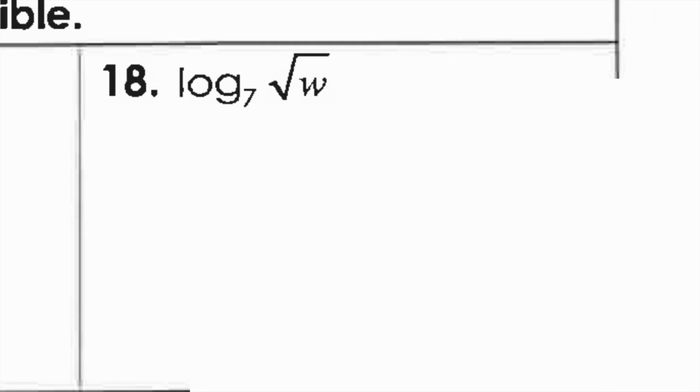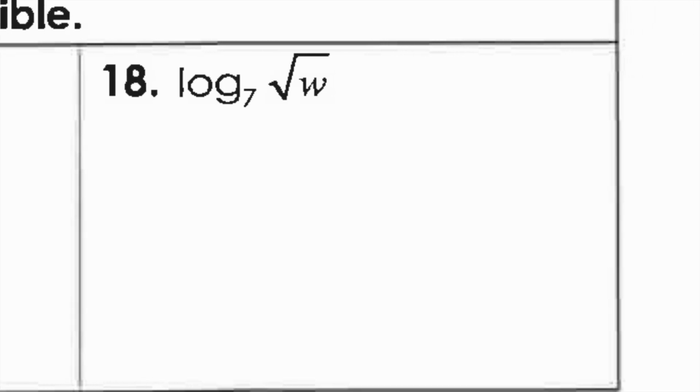Number 17 here, log base 7 of the square root of w. Well, it might be helpful for some of us to write an in-between step here, that the square root of w is really w to the power of 1/2. Remember, the index or the root is the denominator, and the exponent is the numerator. So 1 over 2. And then now we'll have this as 1/2 times log base 7 of w.